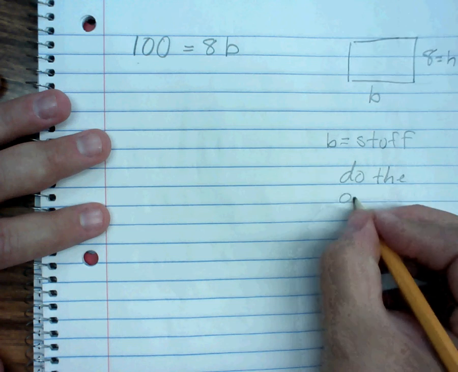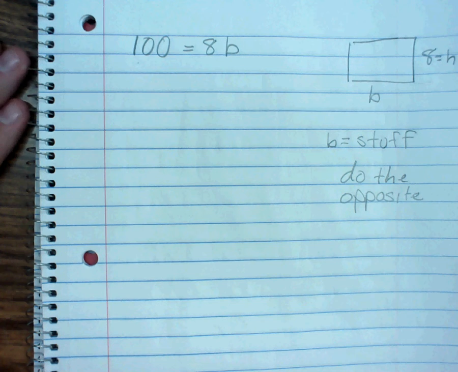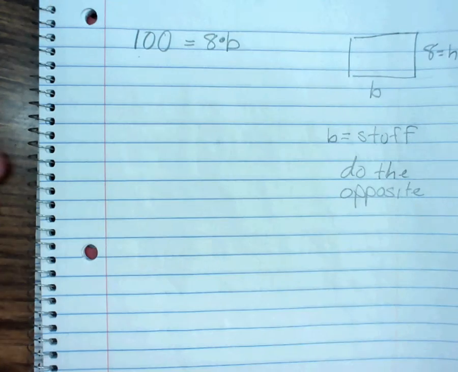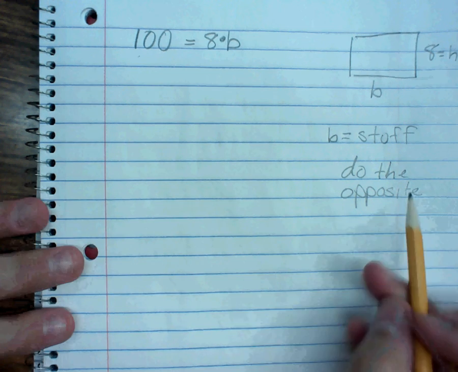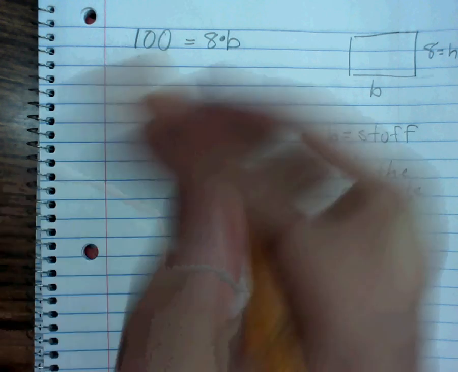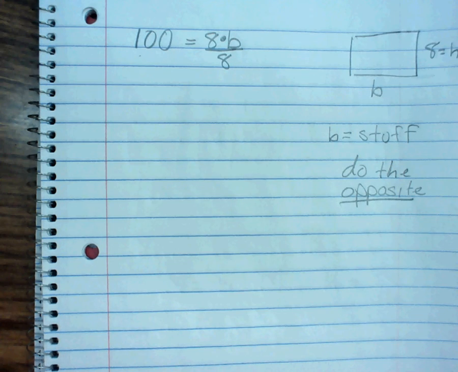the opposite. So please write this down. I see my pencil moving, but everybody else's pencils are standing still. So what do I mean by do the opposite? Well, I'm going to look at the variable B, and I'm going to see what the number 8 is doing to B. 8B means what? Multiplication. 8 times B. What is the opposite of multiplication? Division. So I'm going to divide by 8 because that's what I want to move.